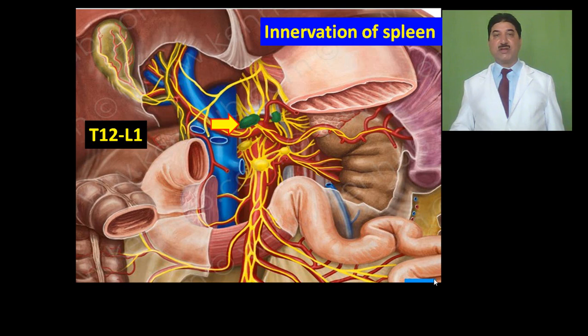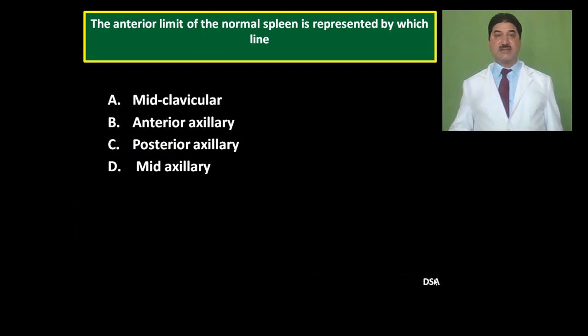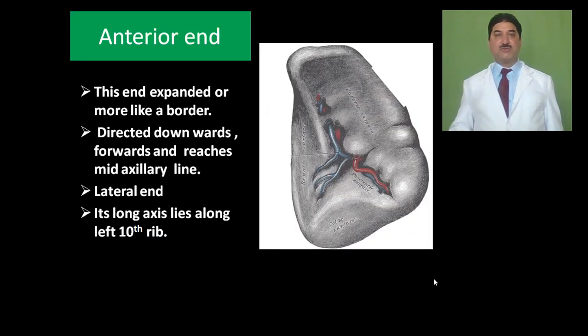They are vasomotor. The anterior limit of the normal spleen is represented by which line? Mid-clavicular, anterior axillary, posterior axillary, mid-axillary. Mid-axillary is the correct option. The anterior end of the spleen is more like a border. It is directed downwards, forwards, and reaches mid-axillary line. It is also called lateral end of the spleen.